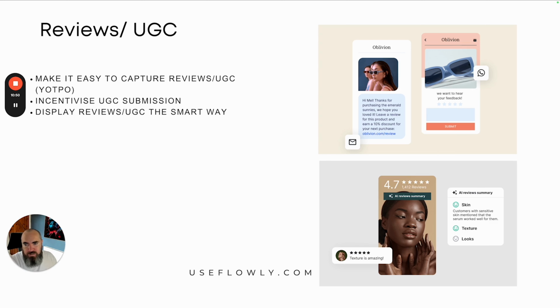And then last one, display reviews and UGC the smart way. What I really like about what Yotpo are doing is they have AI review summaries now. So when you're looking at a product, it's like when you go onto Amazon and it says people tend to say this about this product. That's what's really cool about this. So for this skincare brand here, it's like customers with sensitive skin mentioned that the serum worked well for them. Texture, blah, blah, blah, looks, not as good. And people can see and they're like, okay, sweet.